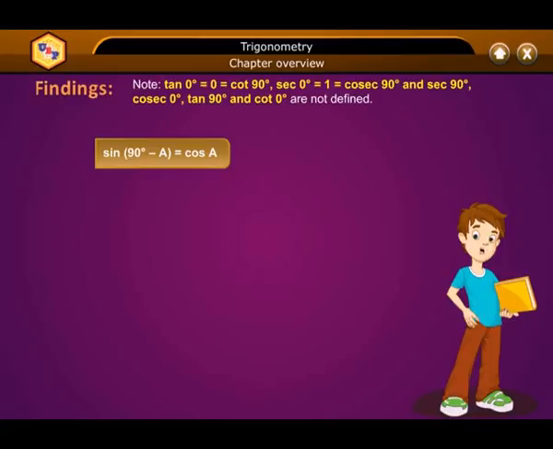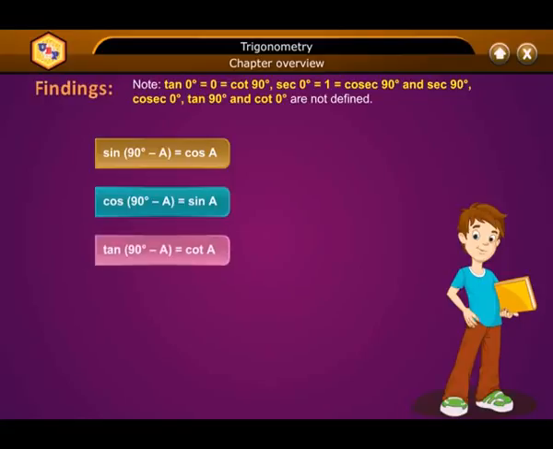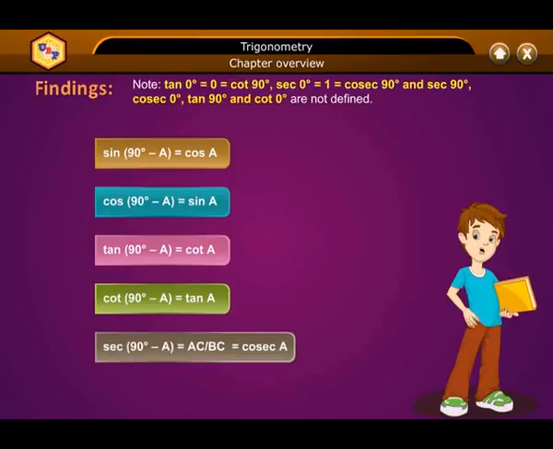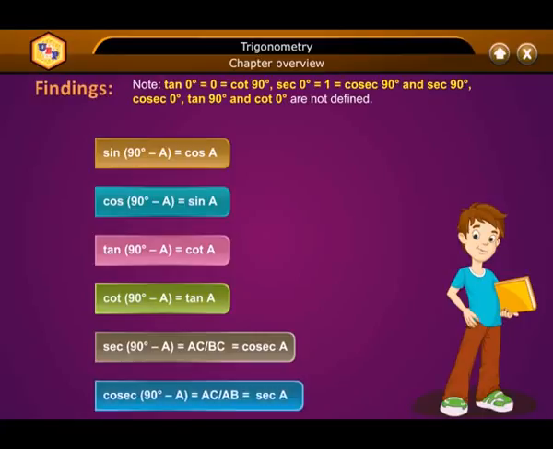Sin (90 degrees minus A) is equal to cos A. Cos (90 degrees minus A) is equal to sin A. Tan (90 degrees minus A) is equal to cot A. Cot (90 degrees minus A) is equal to tan A. Sec (90 degrees minus A) is equal to cosec A. Cosec (90 degrees minus A) is equal to sec A.